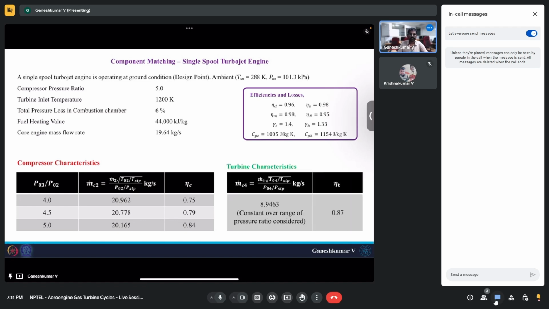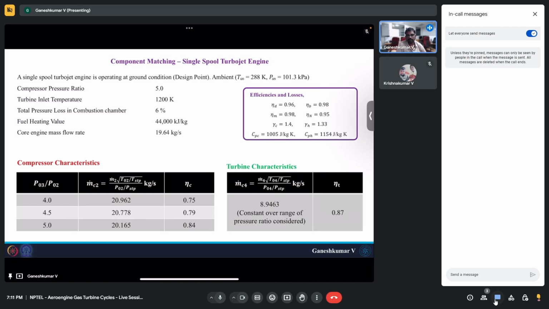Similarly, we also have turbine characteristics. Again, for simplicity, in this problem we are going to assume that m dot c4 is the corrected mass flow rate at the entry of the turbine. Usually it is choked, so it is not going to vary based on the pressure ratios. We will consider it to be a constant, which is 8.9463 kilograms per second. And since m dot c is constant, eta is also taken to be constant, at 0.87. So these are the additional information that we need.